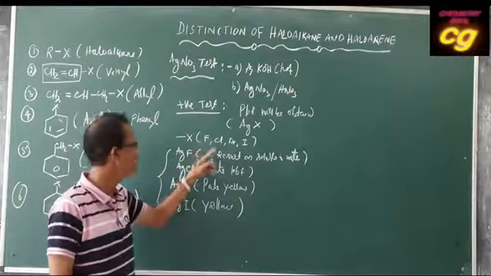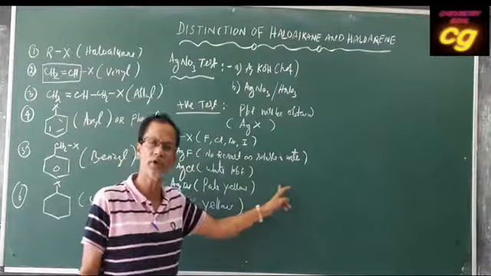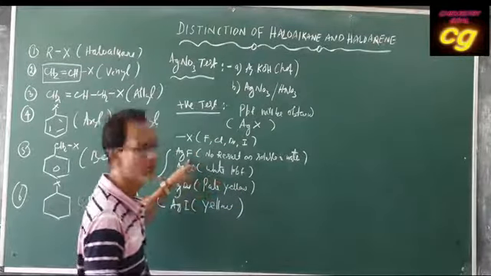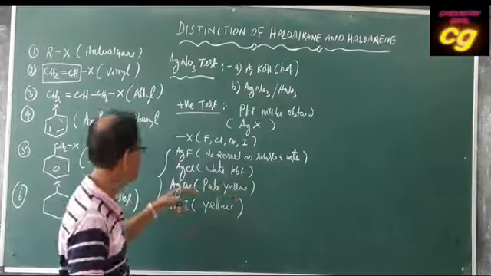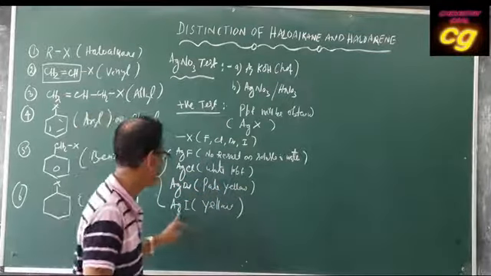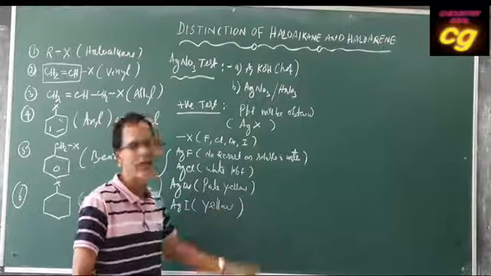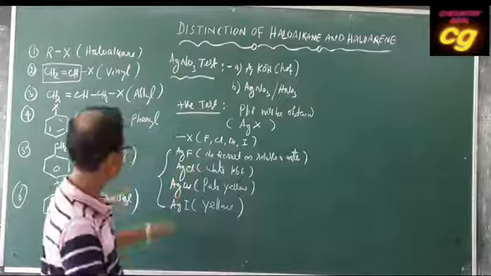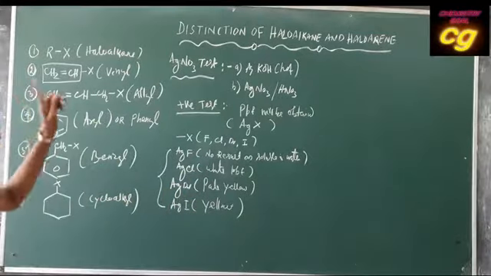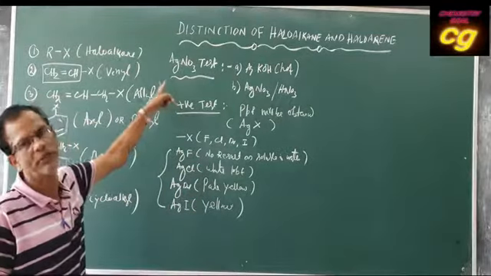So this is the main result. If a fluoro compound is there, no result is obtained, and a colorless solution remains because AgF is water soluble, with ionic character. AgCl is less soluble, a white precipitate. AgBr is less soluble, a pale yellow precipitate. AgI is less soluble, a yellow precipitate, because all are having covalent character except AgF. So this is the result if it gives a positive silver nitrate test.